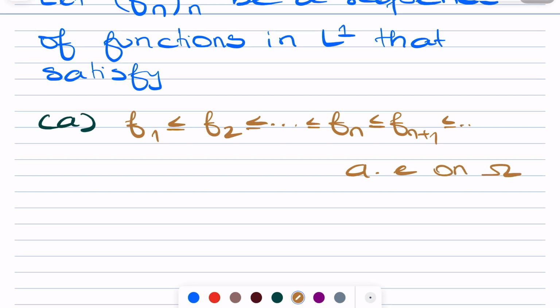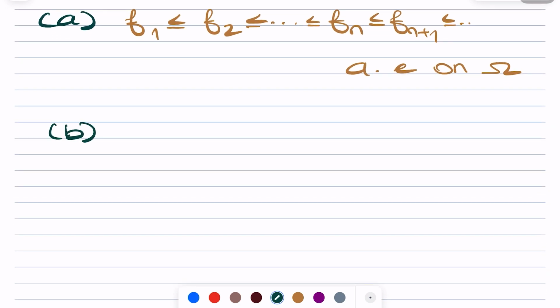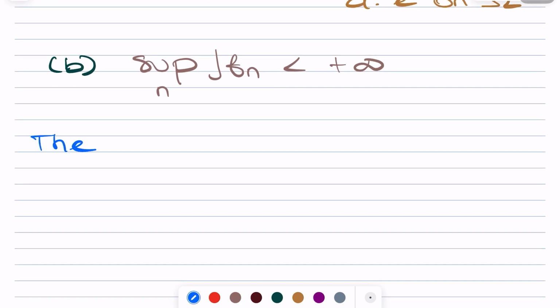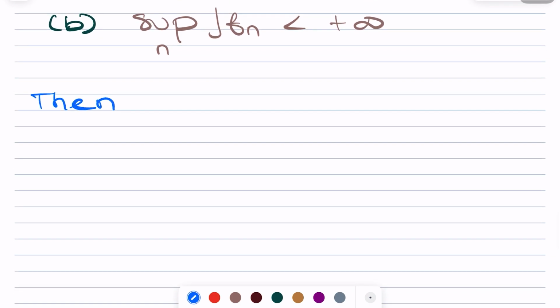And also our sequence satisfies B: the supremum of the absolute value of the integral of Fn is finite. So then, if you have a sequence of L1 functions that satisfies A and B, then Fn converges almost everywhere on omega to a finite limit.